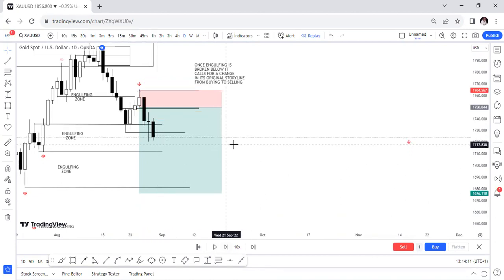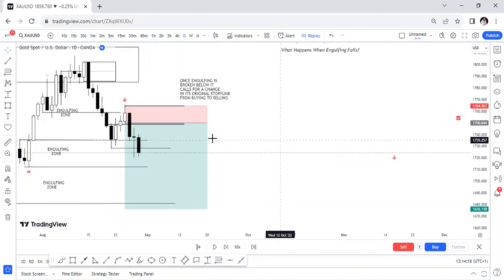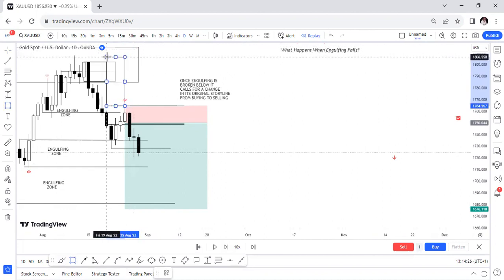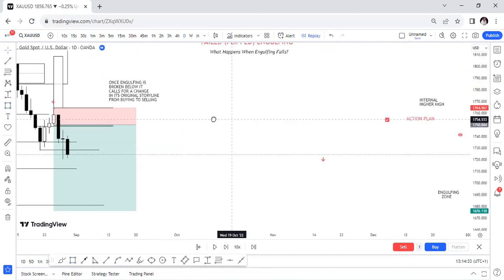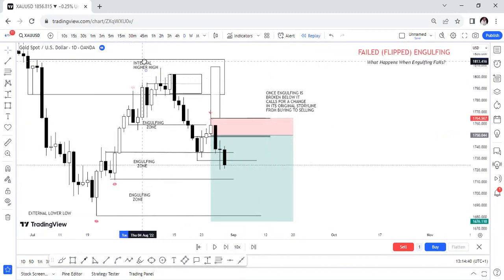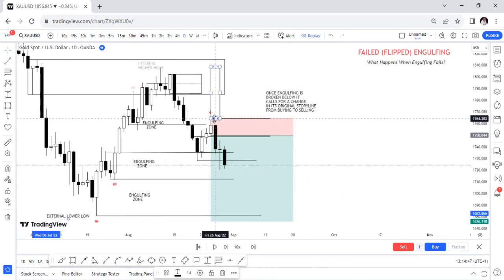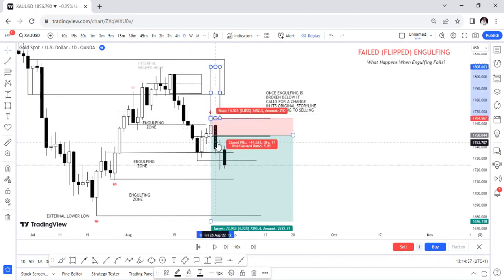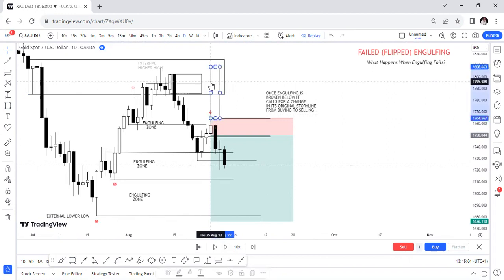So you continue to use that mentality to see a change. As long as this place does not move higher to break through this internal higher high, which was created by this pullback into the zone, and this one is the external lower low. As long as price does not move higher to take out that high, it's an indication that more selling will come into place.